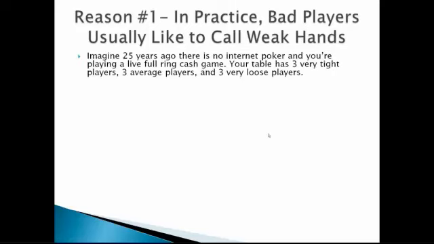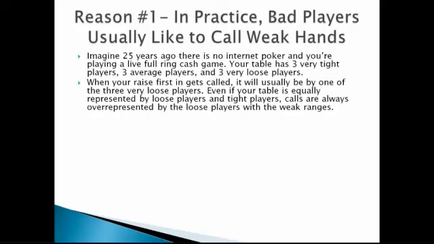Imagine 25 years ago there is no internet poker and you're playing a live full ring cash game. Your table has 3 very tight players, 3 average players, and 3 very loose players. This is what poker actually probably looked like 25 years ago. When your raise first in gets called, it will usually be by one of the 3 very loose players. Even if your table is equally represented by loose players and tight players, calls are always overrepresented by loose players with the weak ranges. This should intuitively make sense.